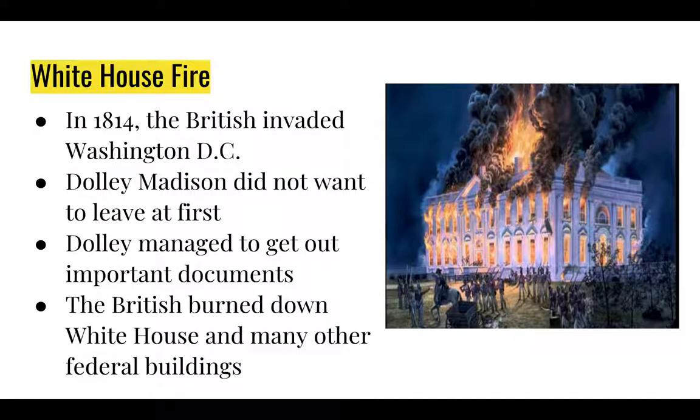Dolly Madison, James Madison's wife, did not want to leave at first. She didn't leave until she actually saw the British ships approaching the harbor. After she changed her mind, she was able to get out some very important documents. And she was also able to get out the famous portrait of George Washington that was done while he was president. The British ultimately invaded and burned down the White House and many other federal buildings.